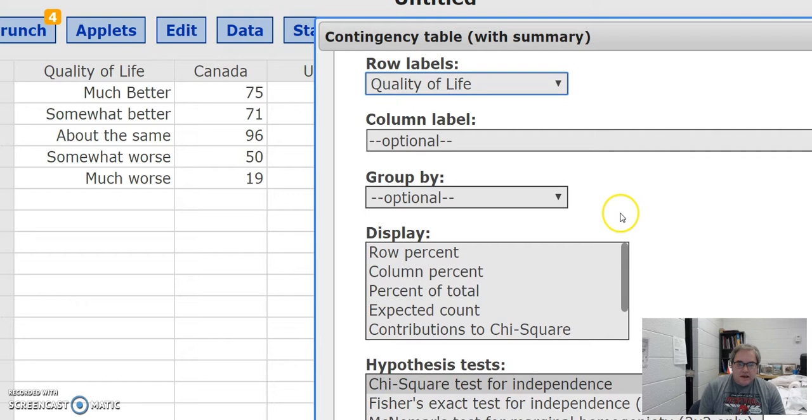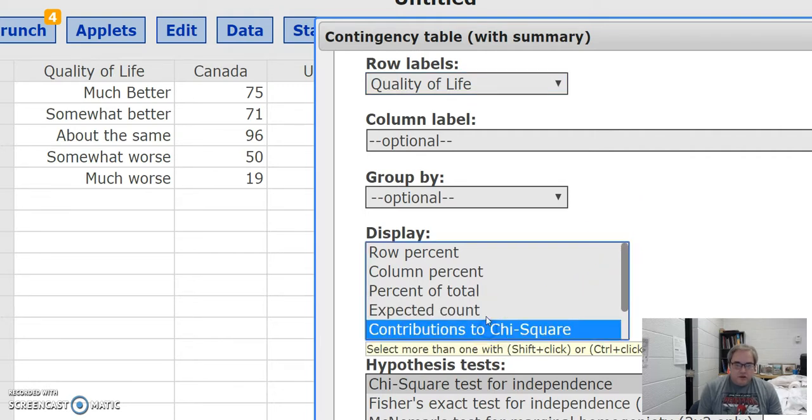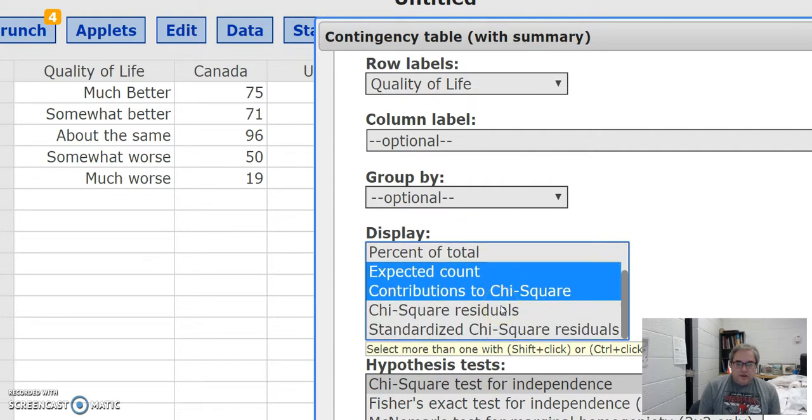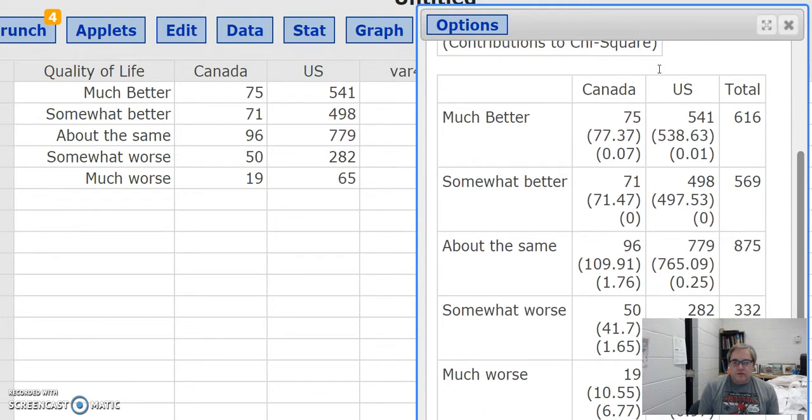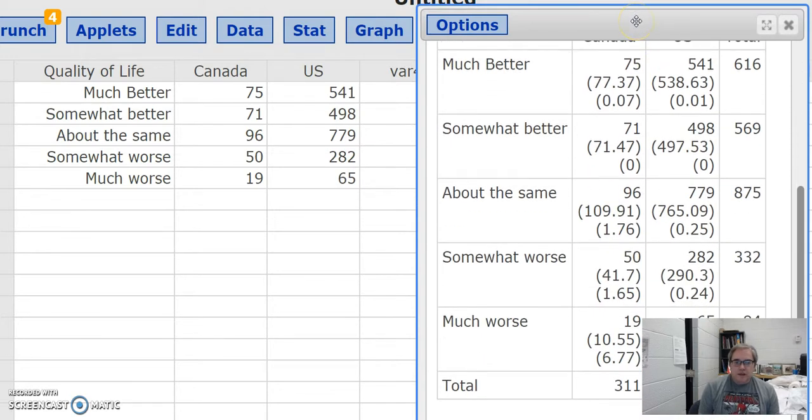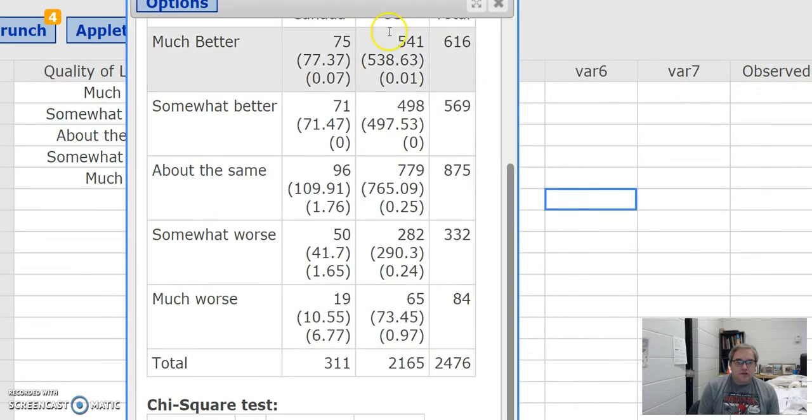Now, I need to select a couple other things. I like to click on expected count and contributions to chi-square, and I'll show you what I use this for in a second. We'll just hit compute, and it's going to throw up a bunch of numbers on the screen. If you want, maybe write these down, but they're going to show up right here. Canada, US, here are my categories. The numbers without parentheses are my original counts, that's how people were shuffled into this.